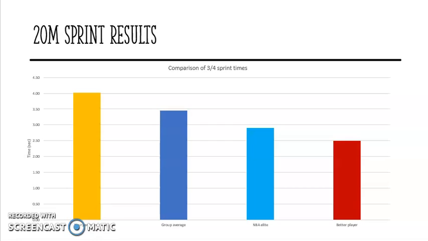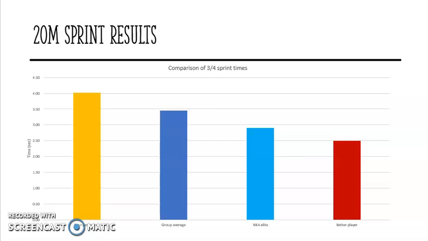So we can see that the taller the bars, the slower the sprinter. We can see that our performer completed the 20-metre sprint in 4 seconds compared to the better player who completed it in 2 minutes 30 seconds. This tells us that there is a significant difference between the two results.